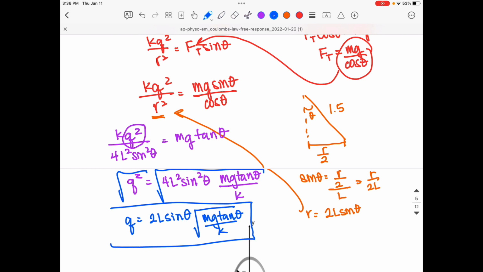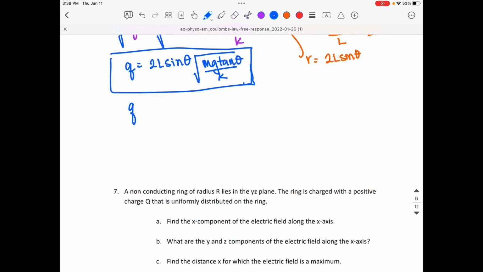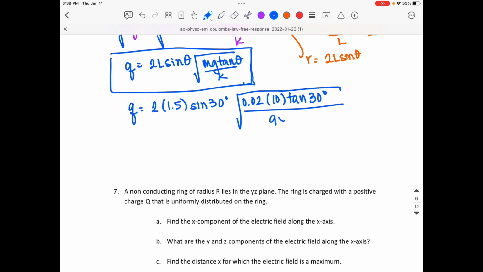And that would give me my charge. I still have to plug in values, but let me clear out some space for that. Okay, so 2 times 1.5 sine of 30 degrees times the square root of, I need to convert to kilograms, so 0.02 kilograms times, you can use 10 here, 9.8, tan of 30 degrees all over 9 times 10 to the 9th, which is your k value. And let me plug that into my calculator.